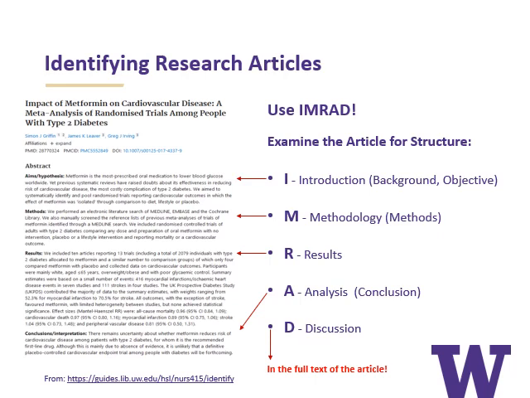You can also use the IMRAD method to identify research articles. IMRAD is a method where you examine the article for structure. The key elements of a research article are introduction, methodology, results, analysis, and discussion. The example here was easily identified as research using the IMRAD method.